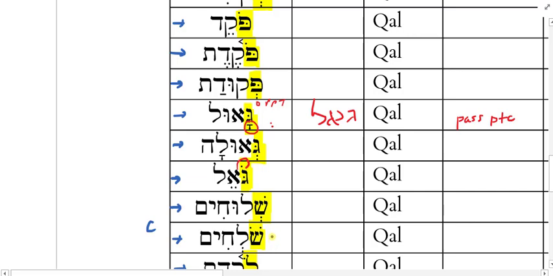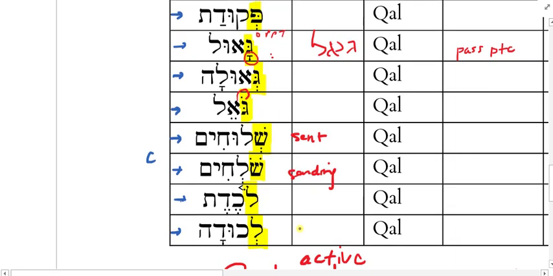Shalach is to send. Send. No, it's not passive. Sholachim. What do I add to participles to make them active? ING. So sending. Okay, so shaluchim is sent, passive, but if it's active, it's sending. Sholachim.